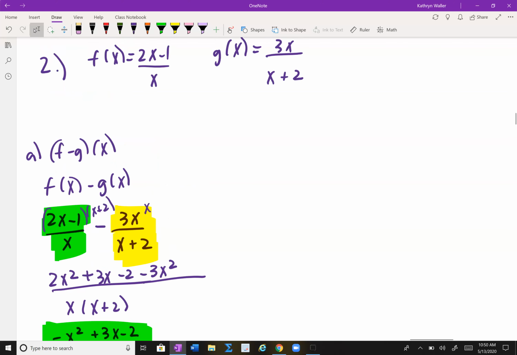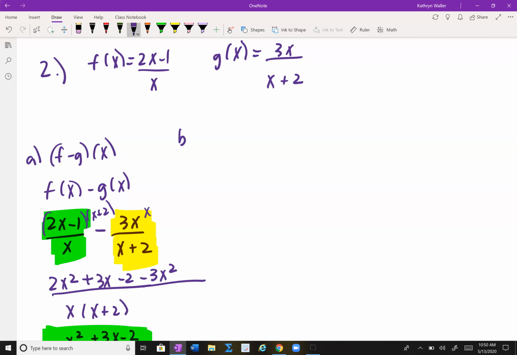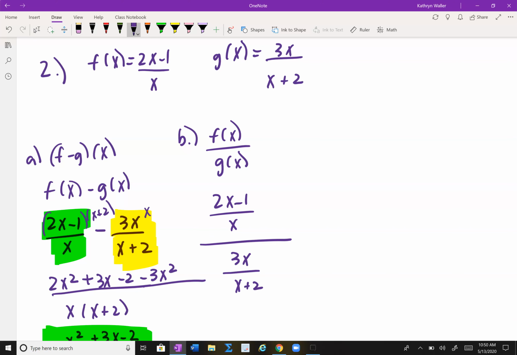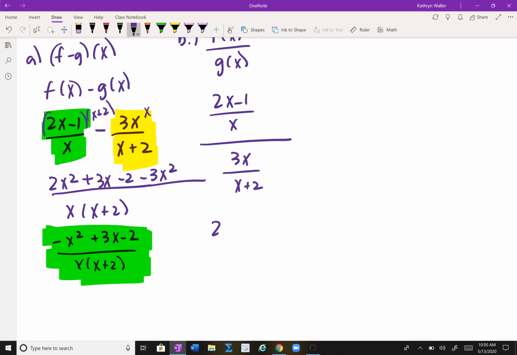Okay. Part B is asking you to take f of x and divide it by g of x. So your f of x is 2x minus 1 over x. That's divided by 3x over x plus 2. So I'm going to write that as 2x minus 1 over x divided by 3x over x plus 2.